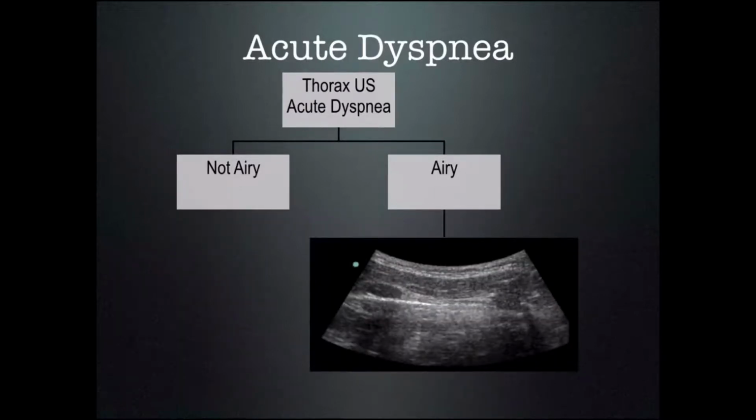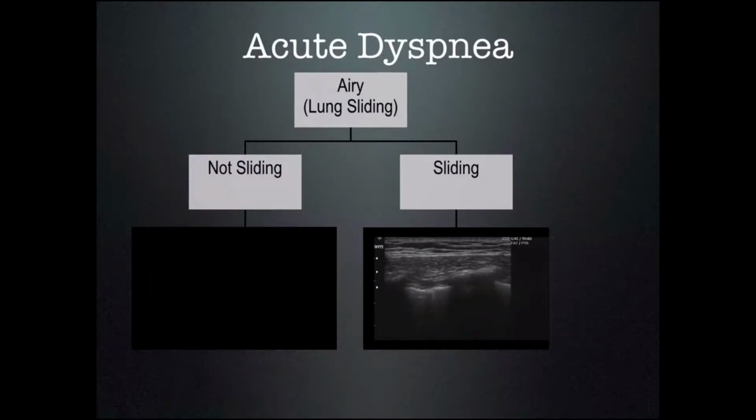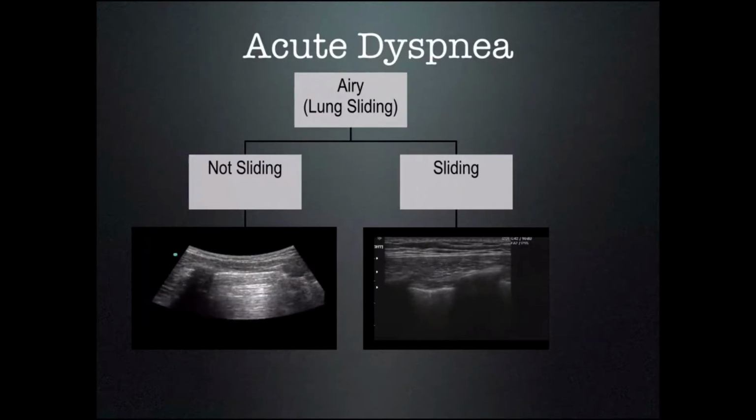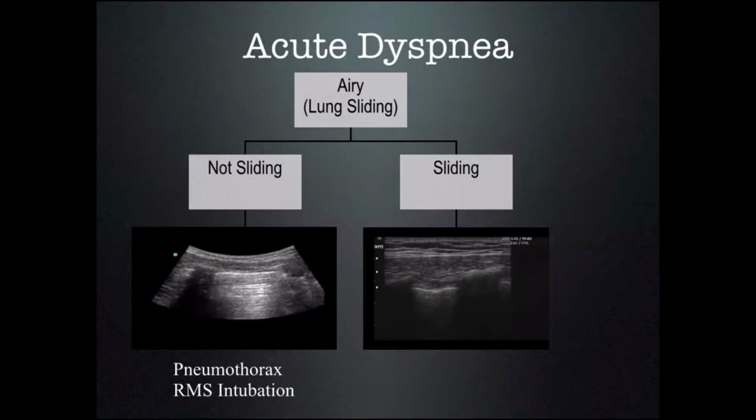If it's airy, then I want to know a few other things. I want to know, is the lung sliding or not? Is the sliding lung sign present or not? If the sliding lung sign is not present, then I'm going to think pneumothorax. Again, I need to be scanning this patient in the supine position. I need to do a scan on the anterior portion of the chest, and I need to look for the lung point.